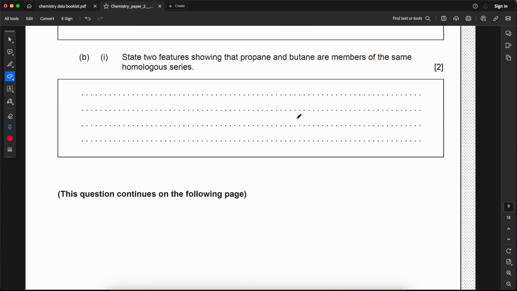State two features showing that propane and butane are members of the same homologous series. It means they come from the same general formula, and they differ by CH2 or repeated CH2. So the answer, they have the same general formula, which is CnH2n+2. CnH2n is only alkene, and they differ by a CH2, or repeated CH2 unit.